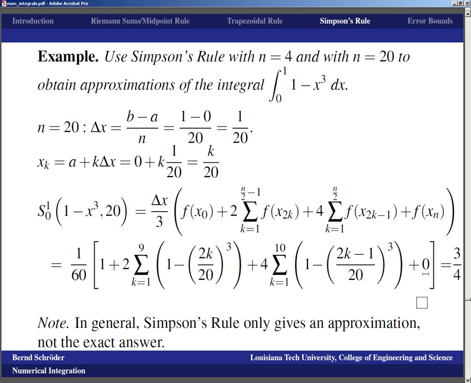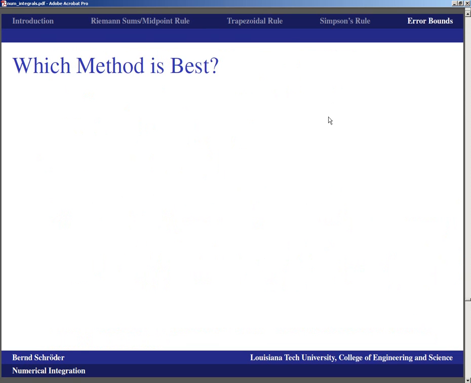Again, remember, in general, Simpson's rule only gives an approximation, not the exact answer. But we have a certain indication here, which is that the trapezoidal rule apparently works better than Riemann sums at the left and right endpoint. The midpoint rule apparently works better than the trapezoidal rule. And Simpson's rule apparently works much better than any of these rules. And so now the challenge that we have is to decide which method actually is the best of these methods.